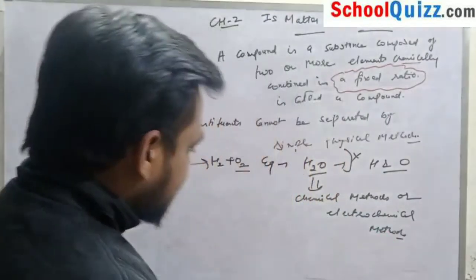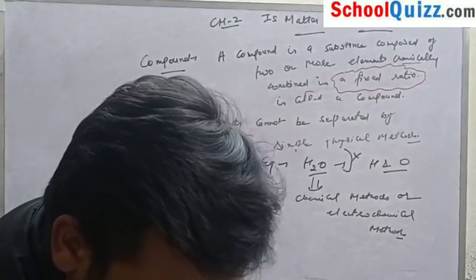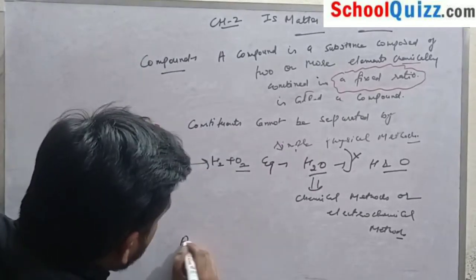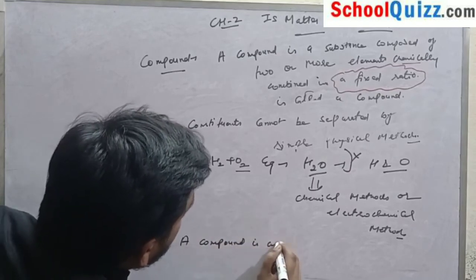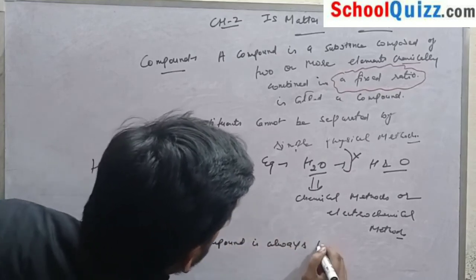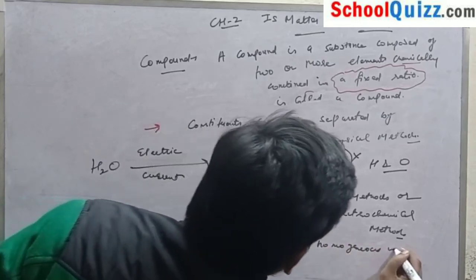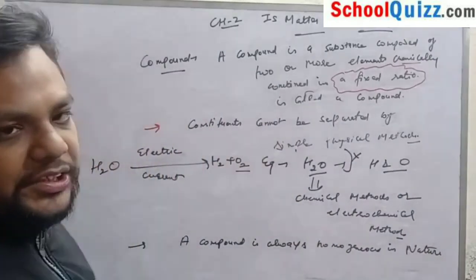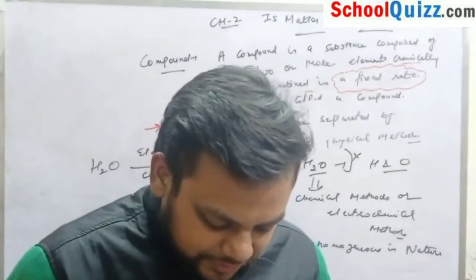Next point is that a compound is always homogeneous in nature. A compound is always homogeneous in nature. That is, single phase.